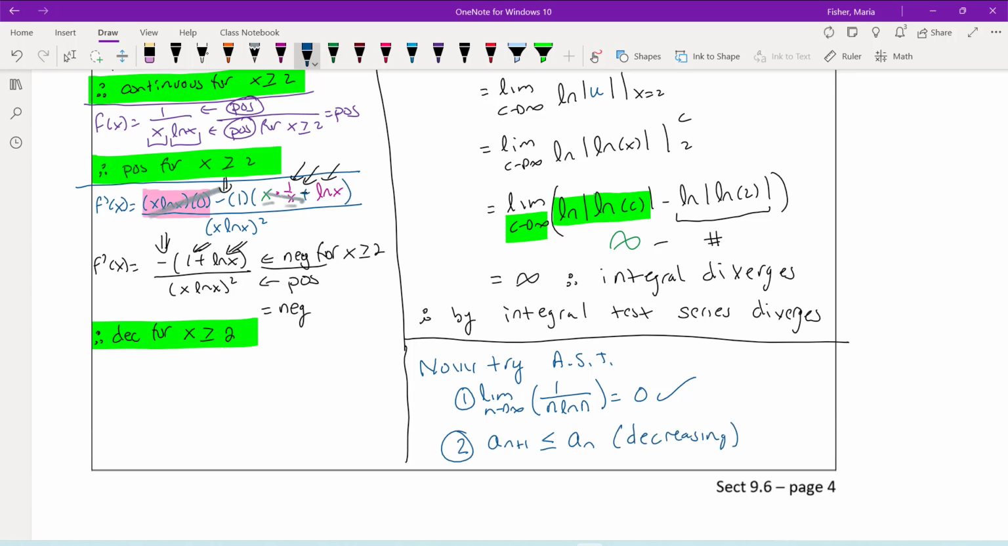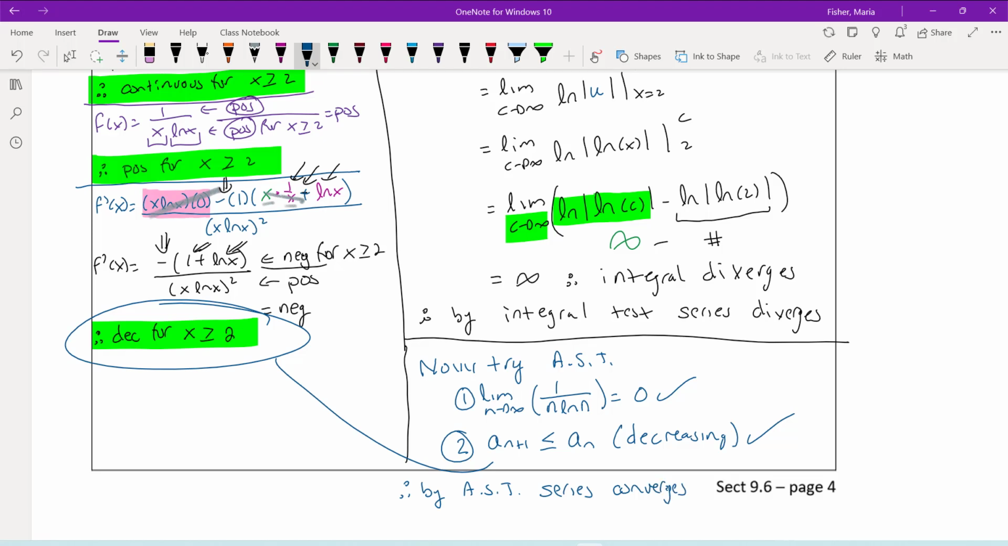Well, didn't I already show that I was decreasing? Yes, I showed it over here, so that condition has been met. Since both conditions are met, we can therefore say that by the alternating series test, our series converges conditionally. That's it for the ratio and root test.